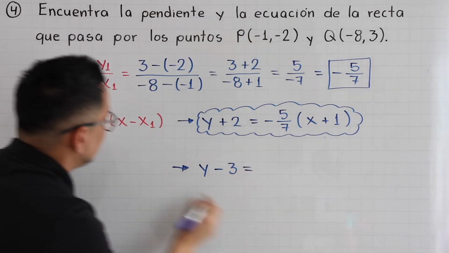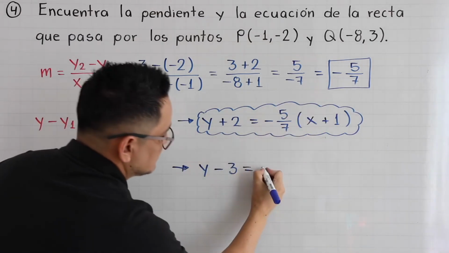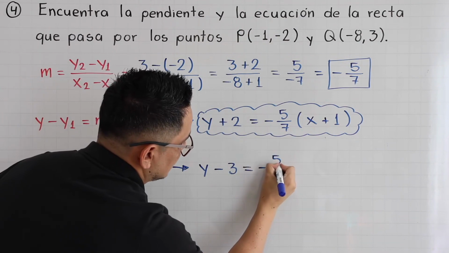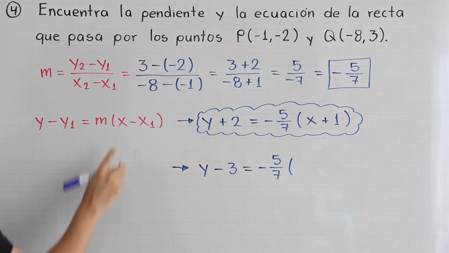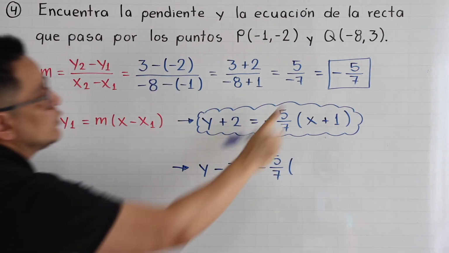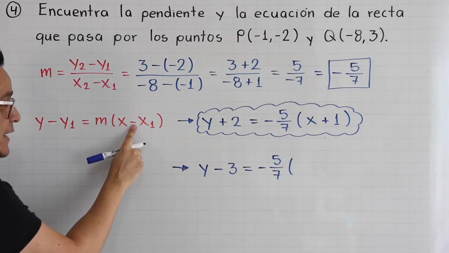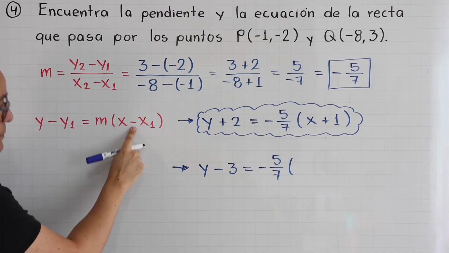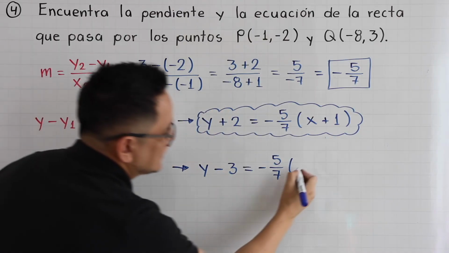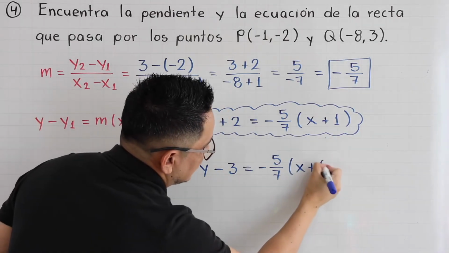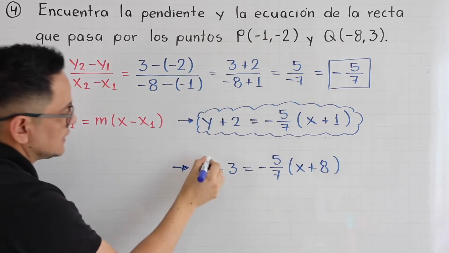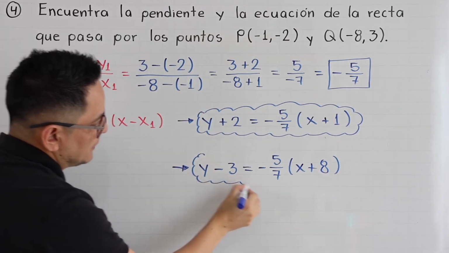This is equal to m, which we said is minus 5/7. This one is not going to change, which multiplies x minus x1. But x1 is minus 8, so I end up with x minus minus 8. But x minus minus 8 is actually equal to x plus 8. So now we have the equation of the line in its point-slope form.